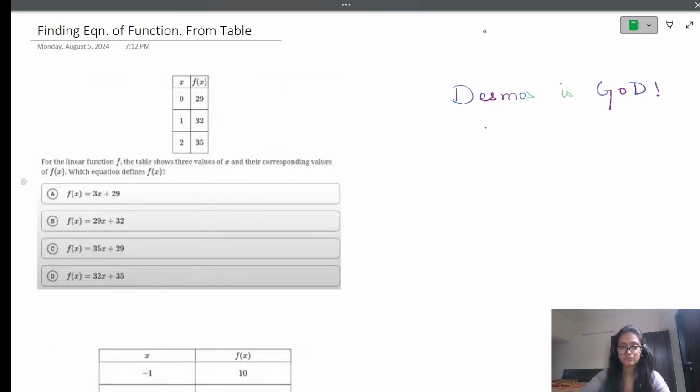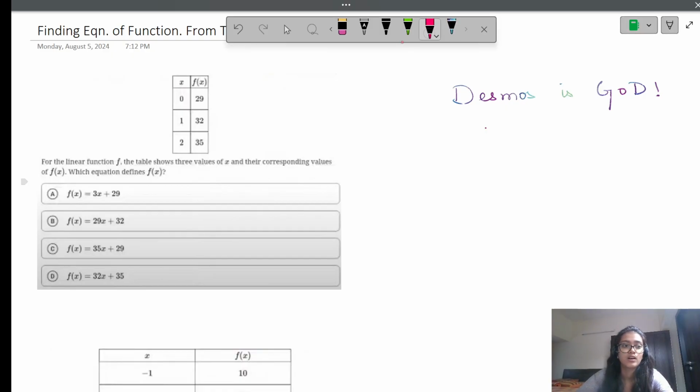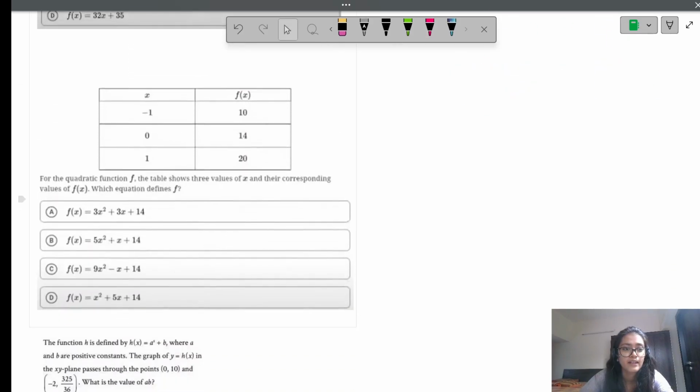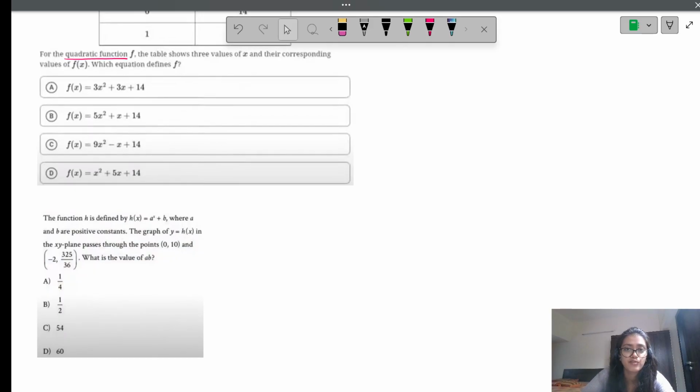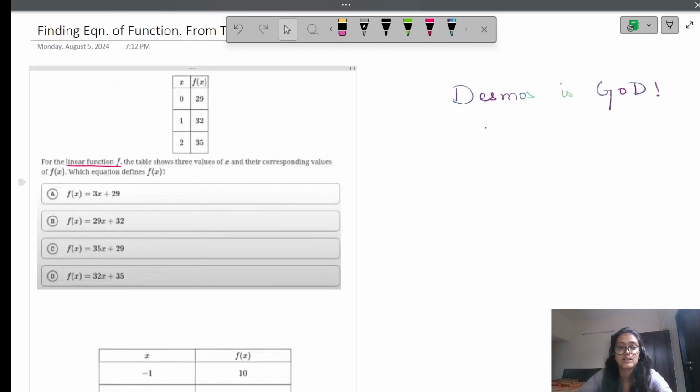Okay, I have taken three different types of question. In the first question you have to find out the equation of a linear function. Then in the second question you have to find out the equation of a quadratic function. And in the third one we have to find out the equation of an exponential function. And we will do all of these three questions using DESMOS.